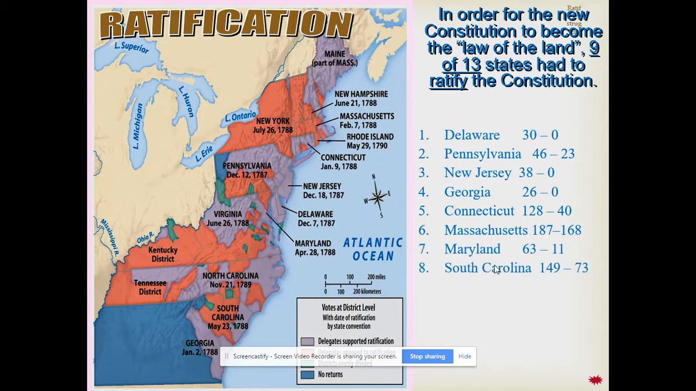Maryland, still pretty lopsided. South Carolina. New Hampshire ended up being the 9th state that gets the Constitution officially implemented, and that's their claim to fame. Virginia, a very close vote because it's the largest state. New York, pretty close, and North Carolina, not that close. And then Rhode Island, they kind of forced Rhode Island to end up implementing it.